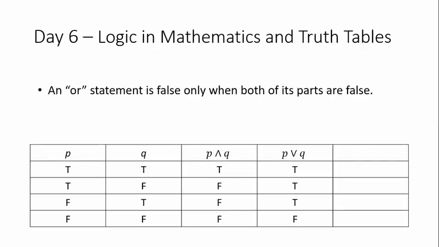So again, we see our truth table here, and we've got a new column for an or statement, a disjunction. And an or statement is false only when both of its parts are false. So you'll notice that you've got truth values already filled in here, and the only time this is false is when P is false and Q is false. P or Q is true any other time.